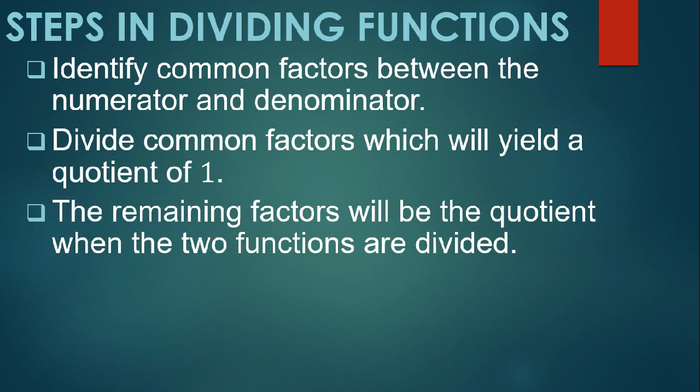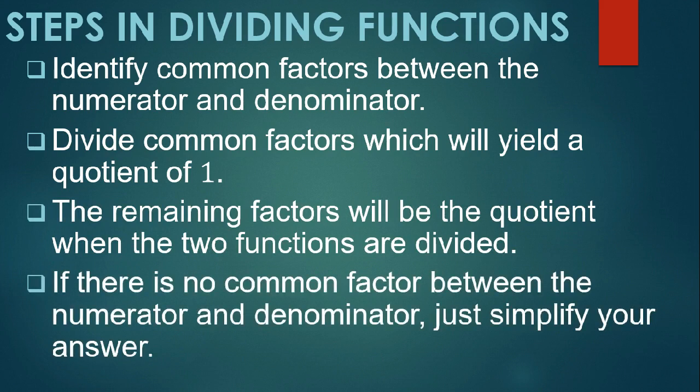The remaining factors will be the quotient when the two functions are divided. If there is no common factor between the numerator and the denominator, just simplify your answer. So what do I mean by simplify your answer? Write your final answer in factored form para makita agad na simplified version na siya. Wala nang pwedeng i-cancel. Okay?